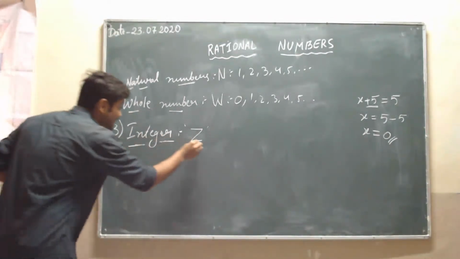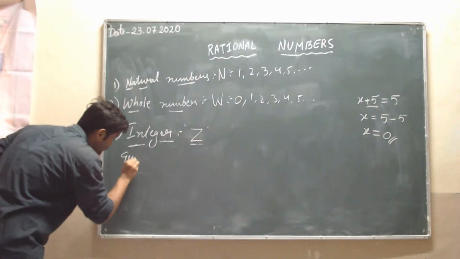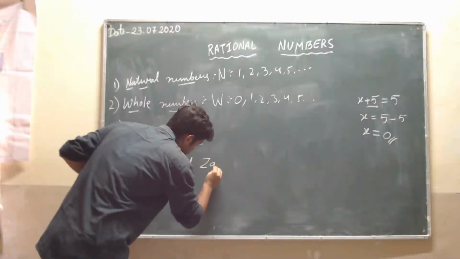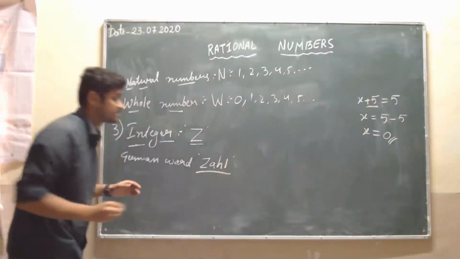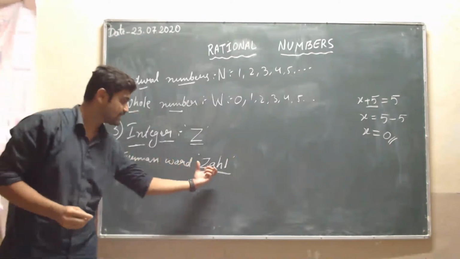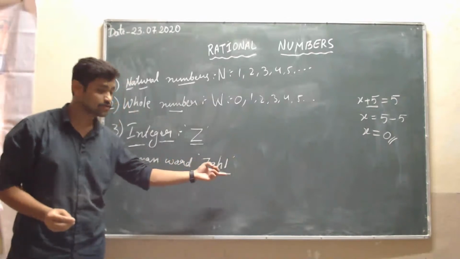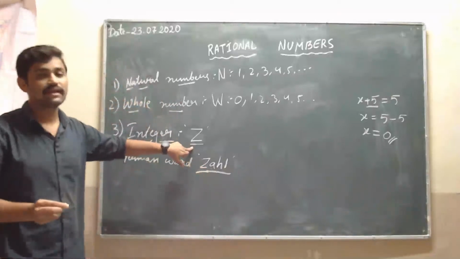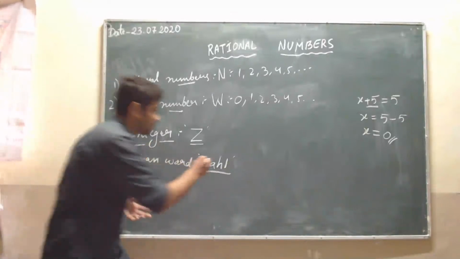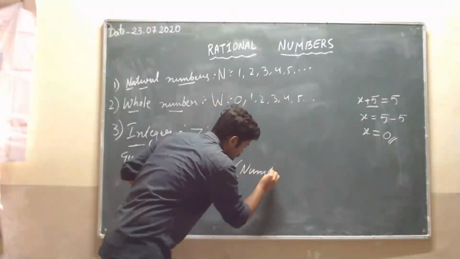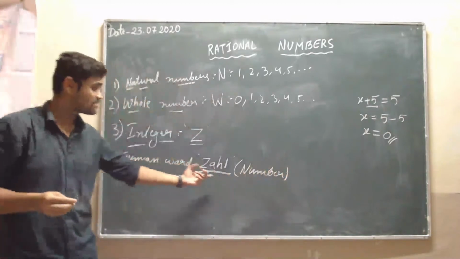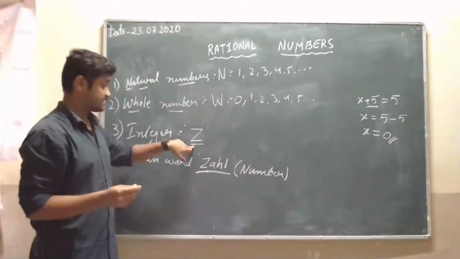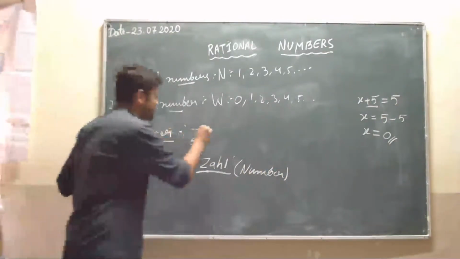That's why it is the German word Zahl. The first letter of this German word, Zahl, we can pronounce it as Zahl. So, okay, this is the German word, and from this, the first letter has been taken as Z. Then what is meant by Zahl? Zahl means number in German. That's why the first letter of the German word Zahl is taken and denoted as Z.